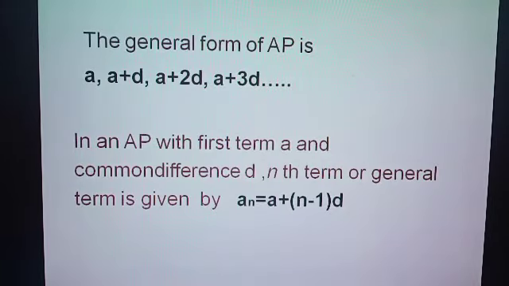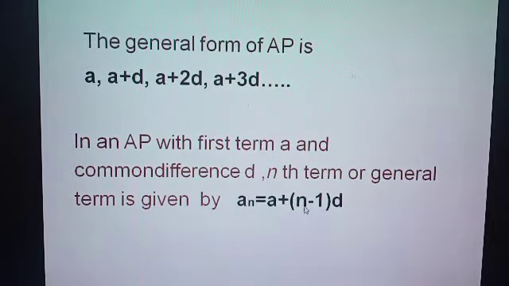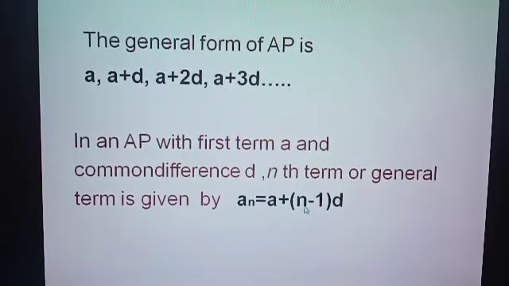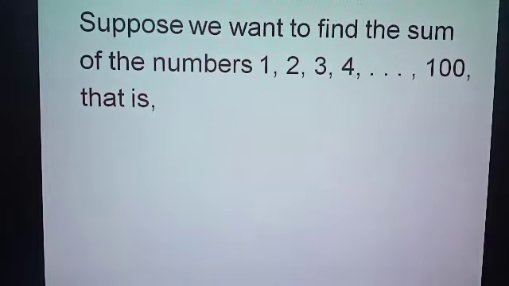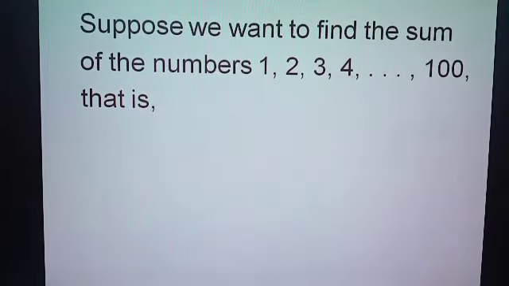Already we have discussed what is the general form of AP, that is a, a plus d, a plus 2d, a plus 3d and so on. And also in the second class we have discussed the nth term of AP, that is an is equal to a plus n minus 1 into d, where a is the first term, d is the common difference and n is the number of terms. Today we are going to discuss the sum of n terms of the AP.